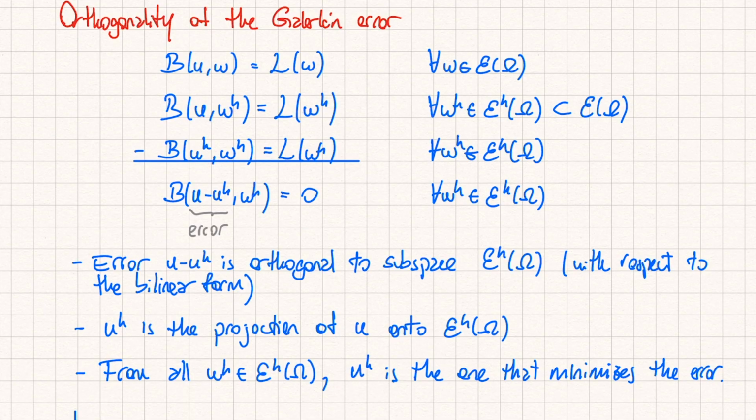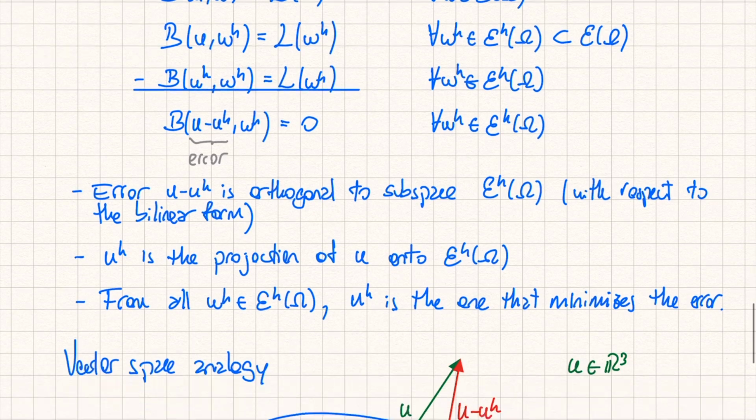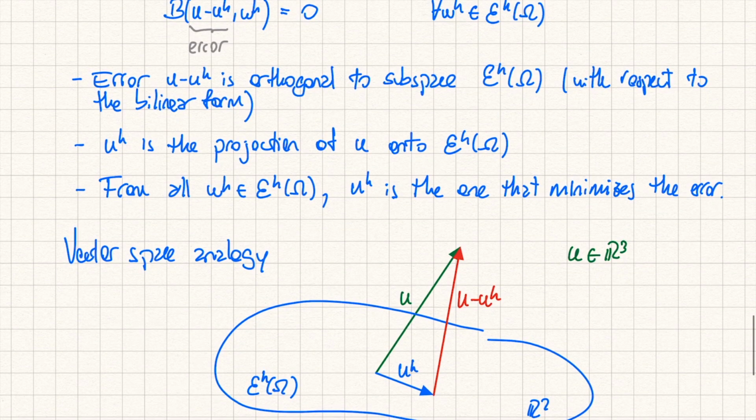So somehow this Galerkin projection is picking a function such that the error remains orthogonal to the entire space, which is crazy. Why is it crazy? Well, because we know that from all those functions in Eh, we're picking the function that best approximates the exact solution. And we tried to interpret this in different ways.